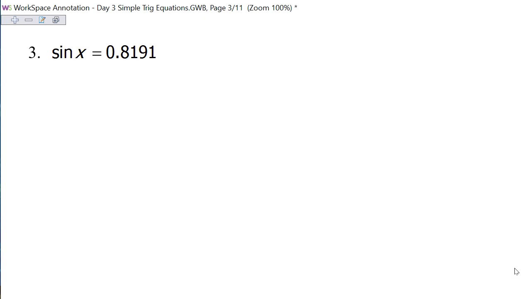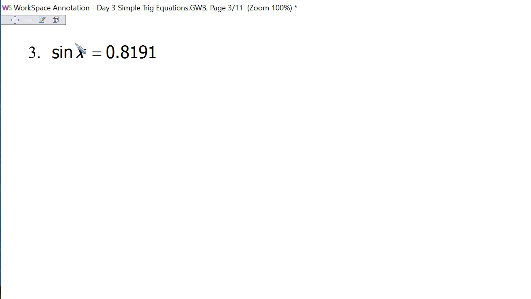Okay, number 3, we have to figure out what angle has a sine of 0.8191. Is that a unit circle value like square root of 3 over 2 or 1/2? No. So if it's not a unit circle value, then you'll have to use the calculator. So since we're looking for the angle whose sine is this number, this is also called arc sine. So we put this in the calculator, you'll have to do second sine.